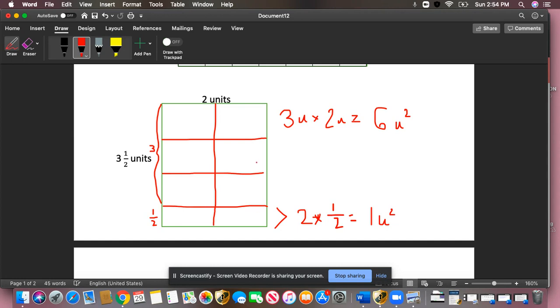Now, I found the area first of this part. I found the area second of this part, but all together, the whole rectangle are those two parts put together. So I have 6 units squared, 1 unit squared, which would make my area when I add those two together. The area equals 7. You would write out the word units, but I am having a difficult time with the trackpad. 7 units squared. Easy enough.